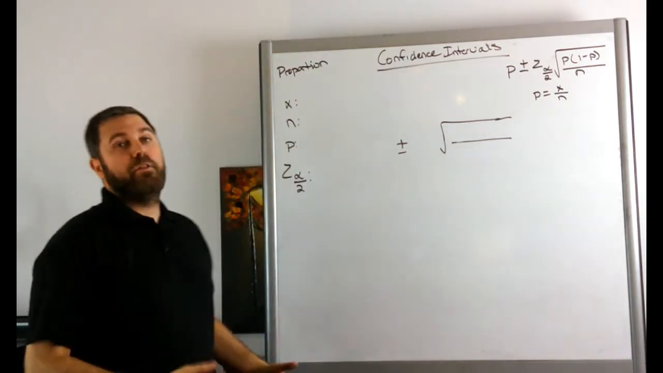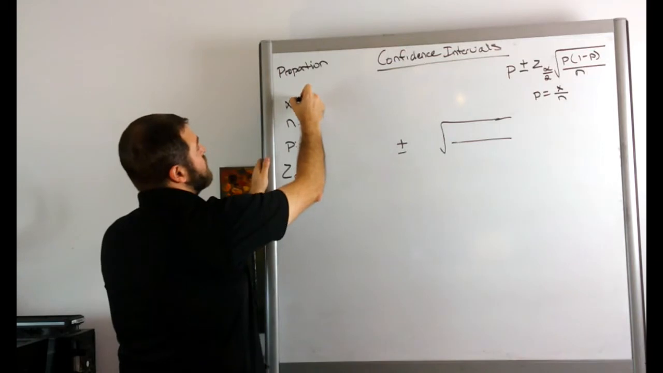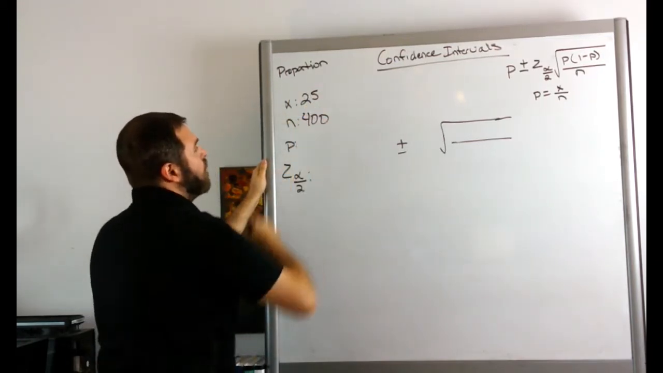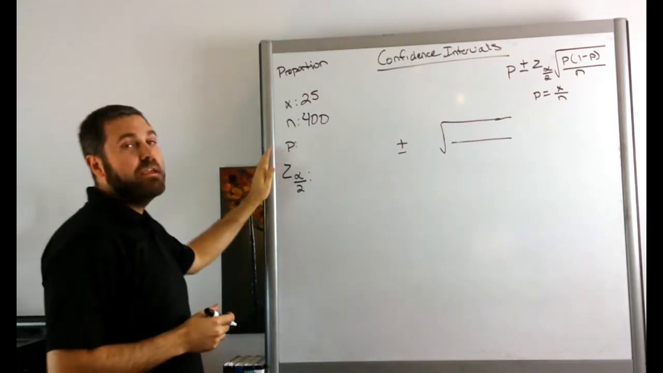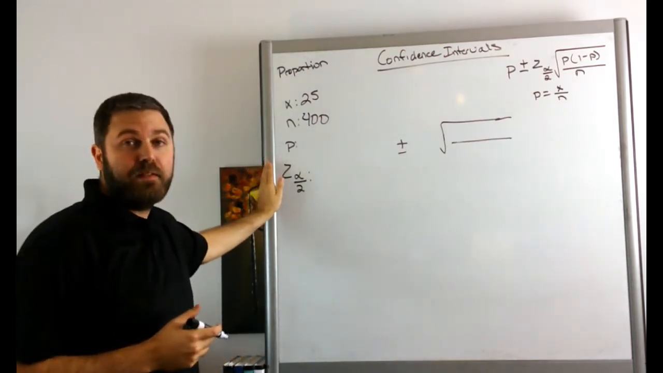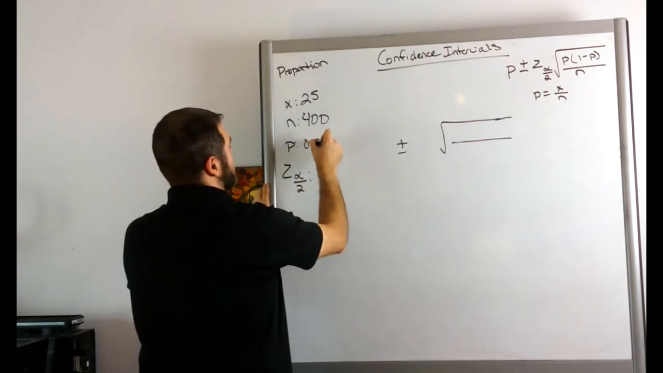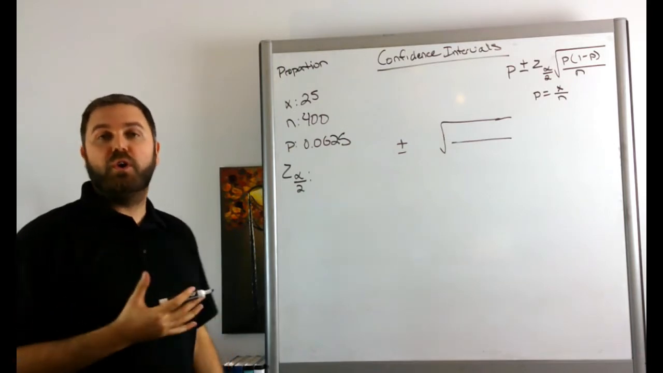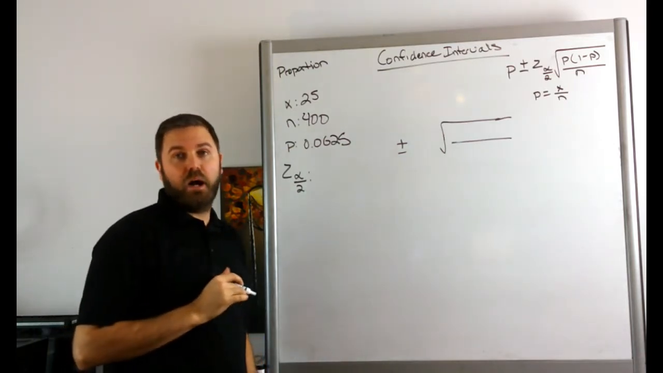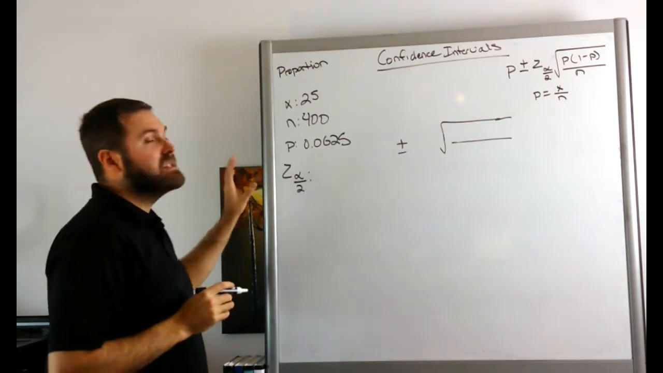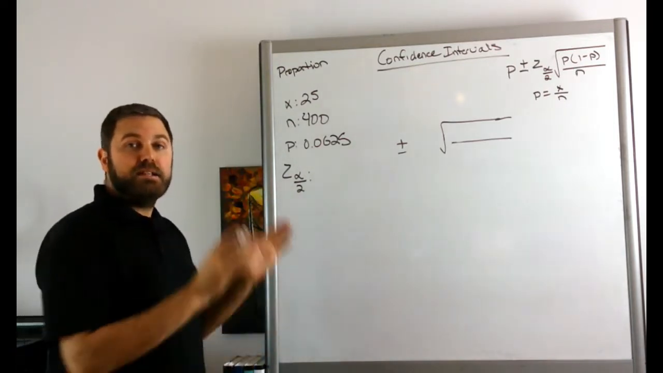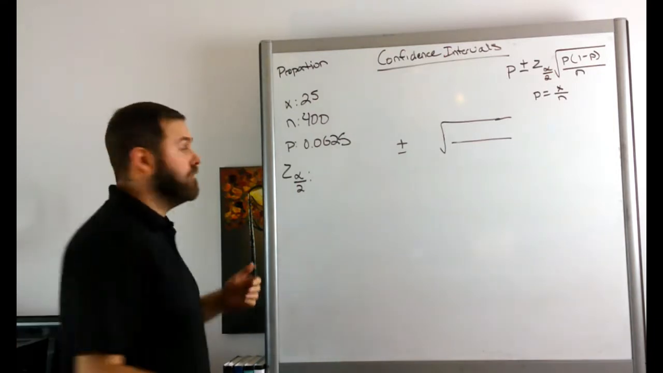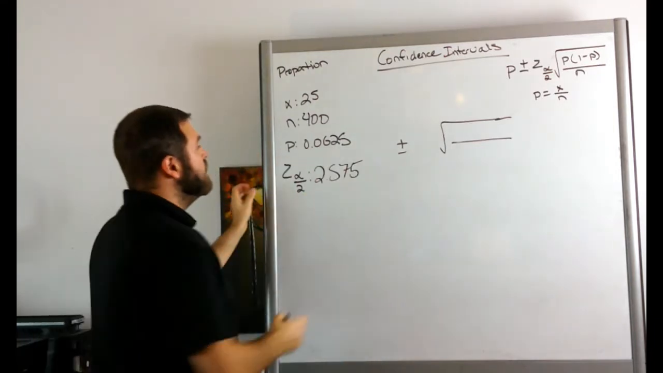Alright, now let's take a look at another example. Let's say we have an x of 25, an n of 400, which means that we're going to have a p of 1/16, or 0.0625. And let's say we're going to look at a 99% confidence interval. We know that on the z-table, 99% in the middle corresponds to 2.575.